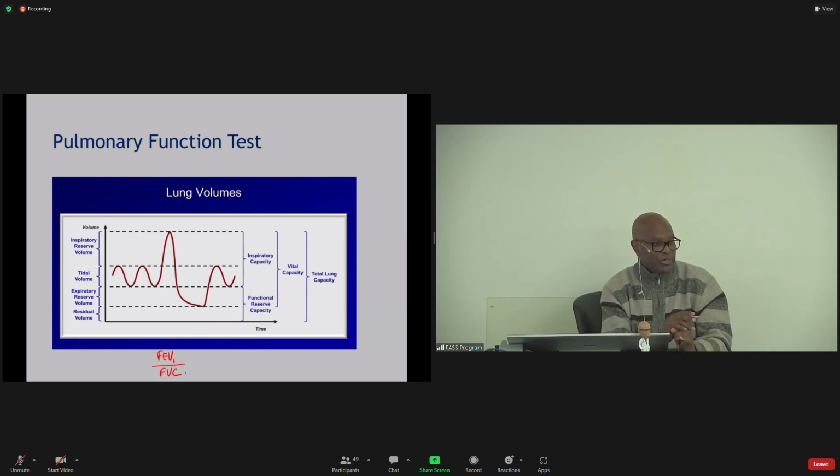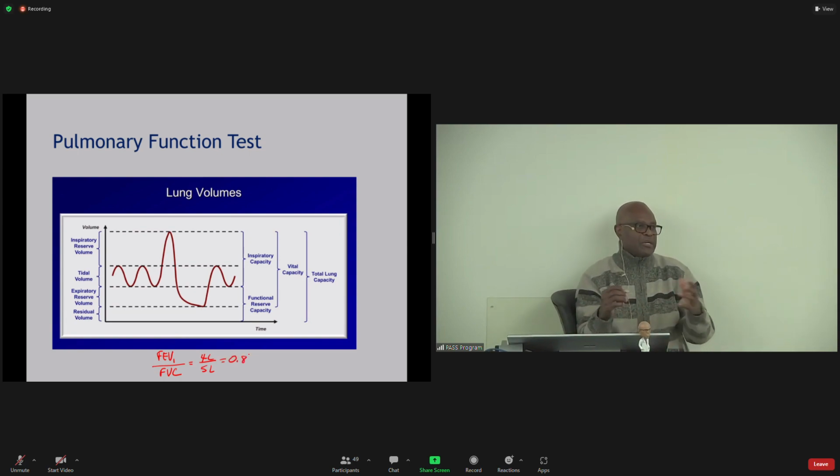You set up a ratio if they haven't set it up. Usually they've already set it up for you. So a normal person takes in about 5 liters, blows out 4 liters in just 1 second. That means the normal ratio is 0.8. So you got to know that's your starting point. It doesn't start at 100%.